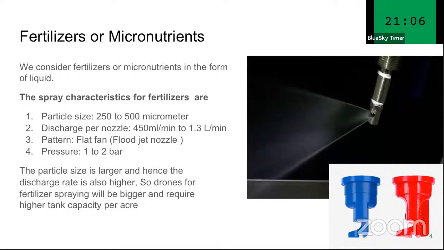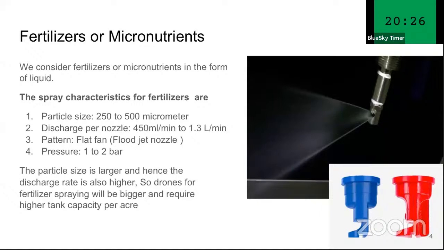For the fertilizers and nutrients, the ones that we are actually looking at in liquid form, we need to have particle sizes of the order of 250 to 500 microns. The discharge per nozzle is about 450 milliliters to all the way to 1.3 liters per minute, which is now fairly large. The pattern of the nozzle that we have to use is again flat fan, but this is what we call a flood jet nozzle. Look at the nozzle types that are used, and you will find that they are flat fan, all right, but they will have a very high discharge rate at a pressure of about 1 to 2 bar.